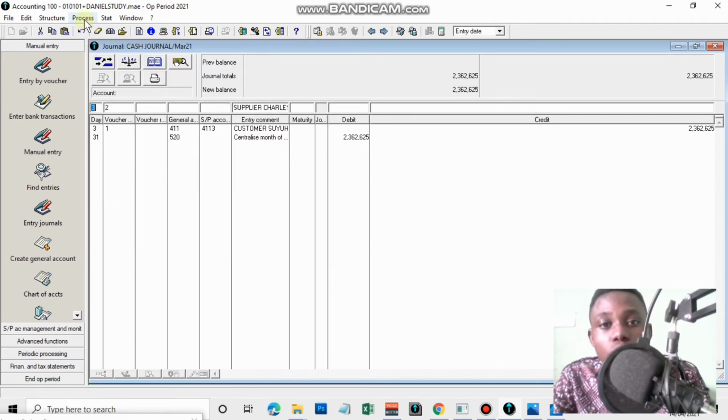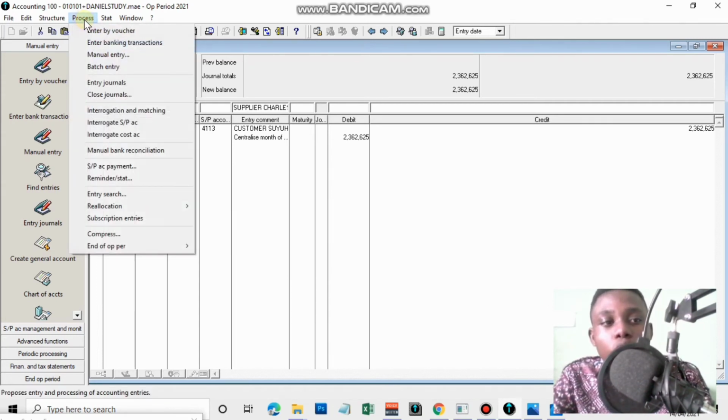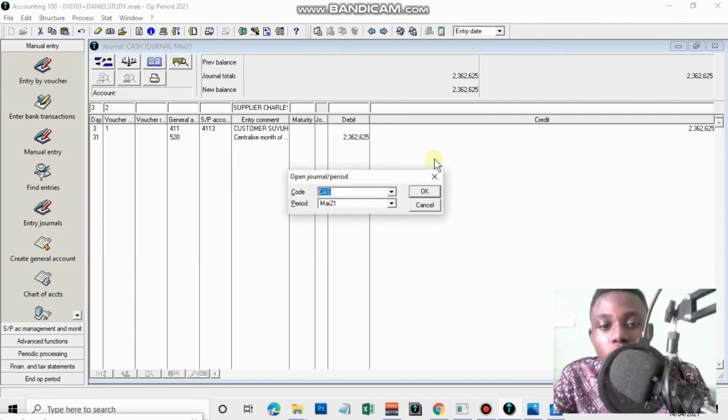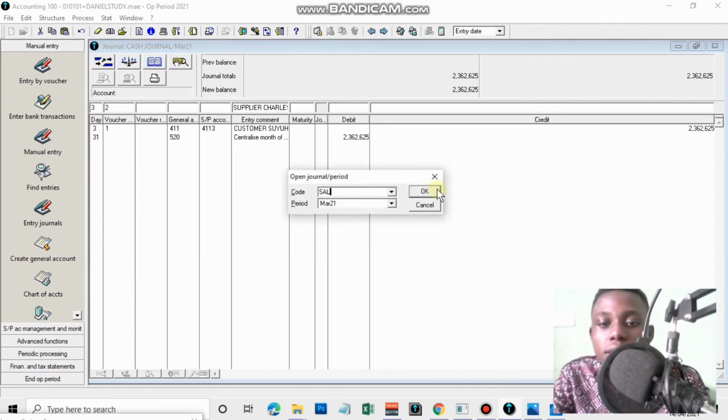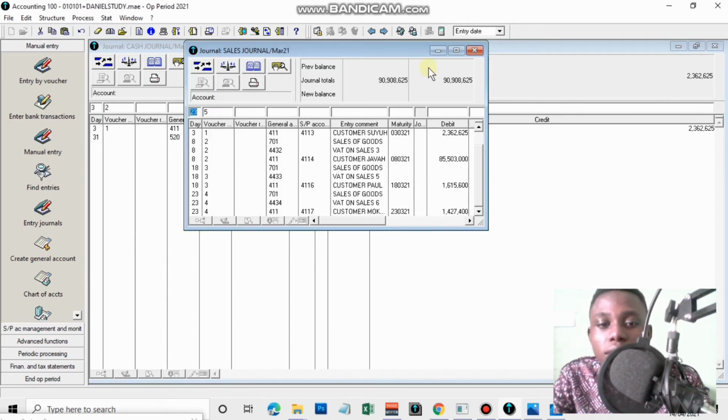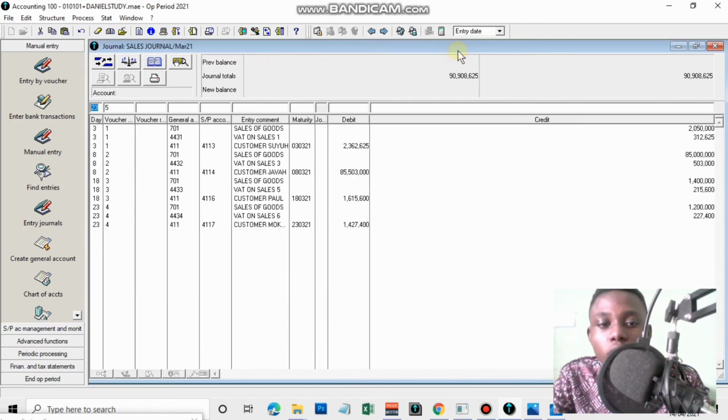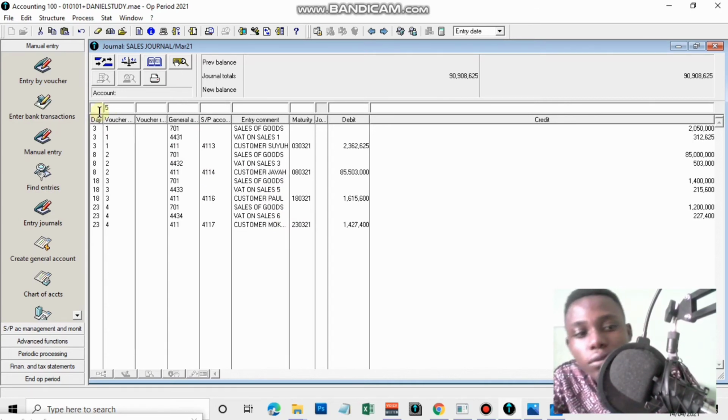So in case it happens to you in the hall or in the office or anywhere you are, you come back here to process, you go to manual entry, you open back this SAL, that means the sales, and try to cross check whether he was recorded. Yeah, there is no account 4115, that means customer Philip is not there. So we forgot to record customer Philip himself. Since it was on the 11th, we're going to record here on the 11th.